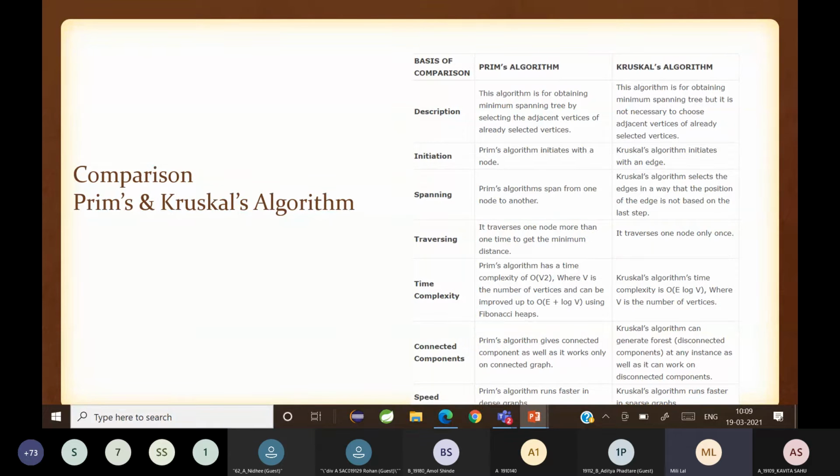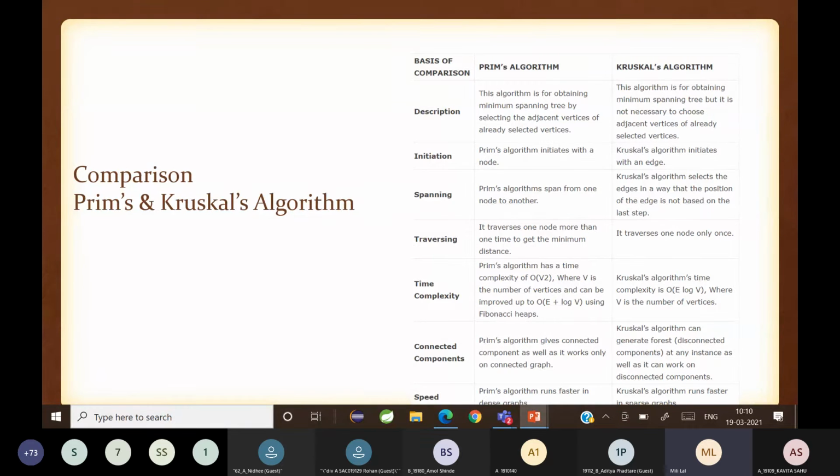It's your choice. If from the same vertex you have different edges and the minimum is similar, then you randomly select one. So that is, it traverses one node more than one time to get the minimum distance. Kruskal's traverses only once, because it's already sorted and you know which one to select. Time complexity: for Prim's algorithm, it is big O of E plus log V, whereas Kruskal's is big O of E log V. V is the number of vertices and E is the number of edges.